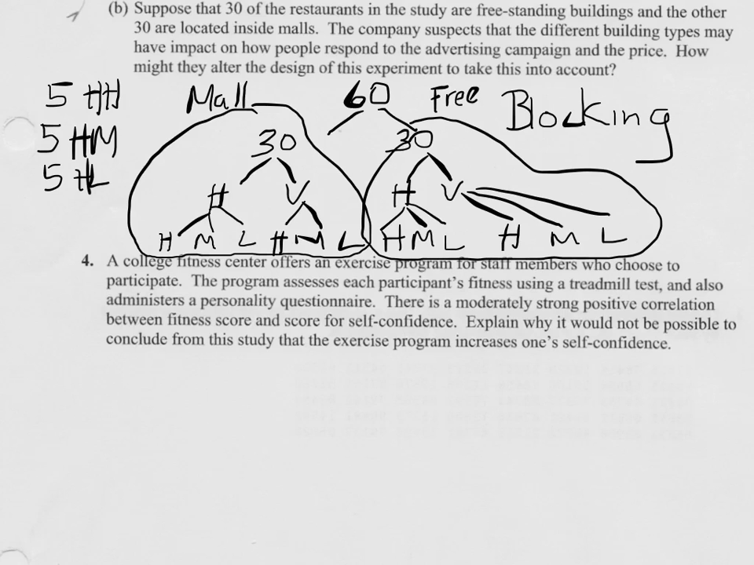A college fitness center offers an exercise program for staff members who choose to participate. The program assesses each participant's fitness using a treadmill test and also administers a personality questionnaire. There is a moderately strong positive correlation between fitness score and score for self-confidence. Explain why it would not be possible to conclude from this study that exercise program increases one's self-confidence.